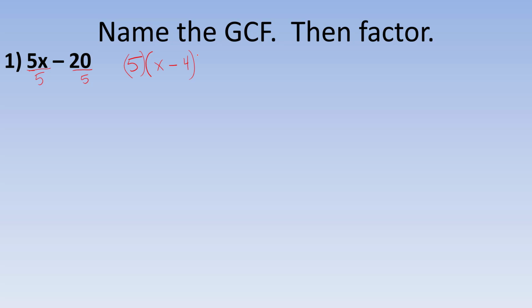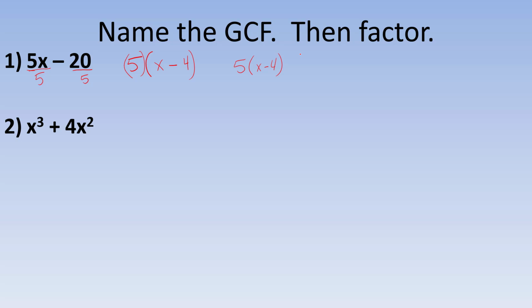You could write them both in parentheses so that it's a little bit more obvious that you're multiplying a number times a number. But you don't have to write them in parentheses. It's actually more commonly seen without the parentheses on the first term. So 5 times the difference of x minus 4.